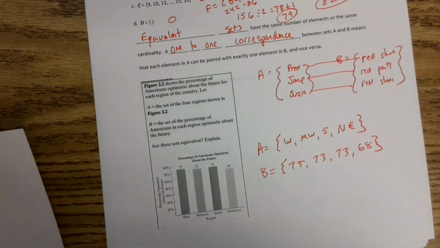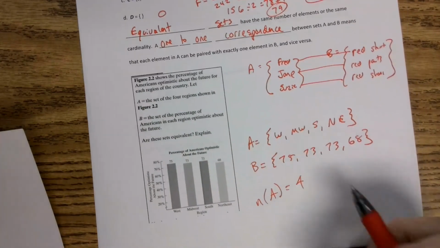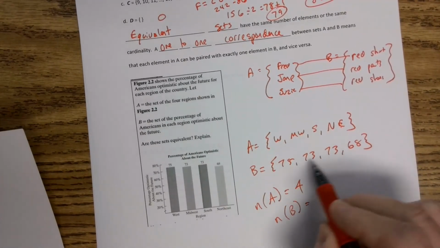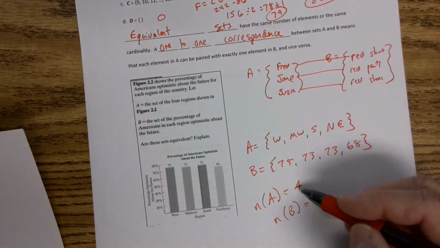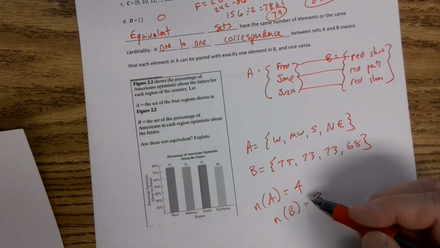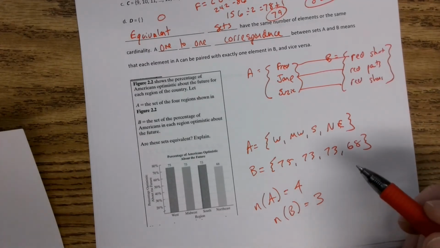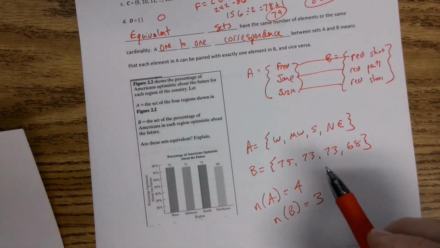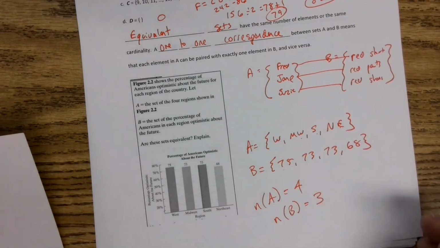So what's the cardinality of this one? The cardinality of A is definitely 4, right? There's 4 unique things here. But the cardinality of B is 3 because these repeat, so only one of them gets counted. Because the cardinality is not the same, they are not equivalent, and there's no longer a one-to-one correspondence. Like if I said 75 West, but if I say 73, you don't know if that's the Midwest or the South. So it does not have the one-to-one correspondence.